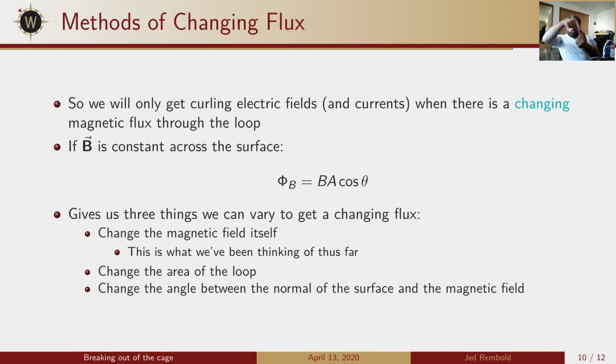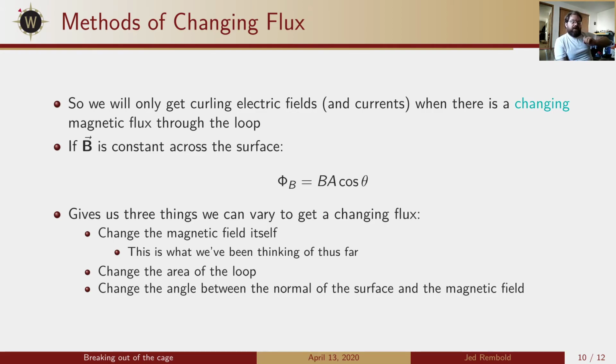So just rotating the loop relative to the magnetic field can also create a changing flux in these situations. If you have any of those things going on, you are going to get a changing flux, and therefore you are going to get an induced EMF. You're going to get curly electric fields being induced in the situation. So let's look at at least one, maybe two, different ways this shows up.